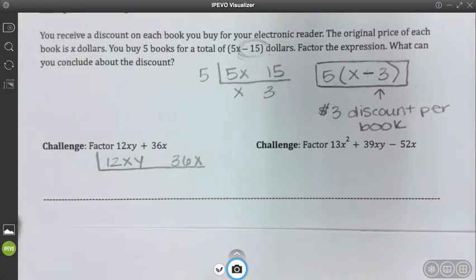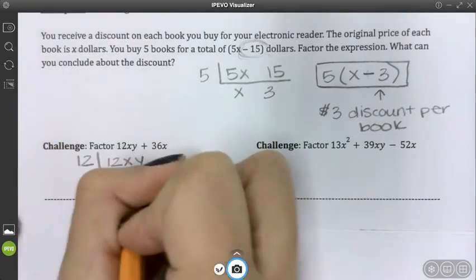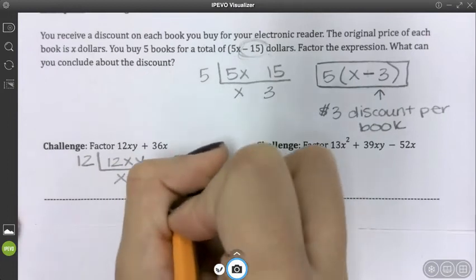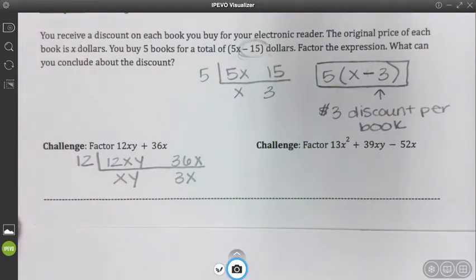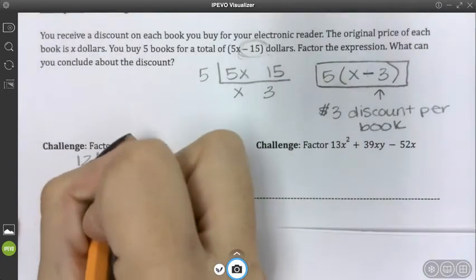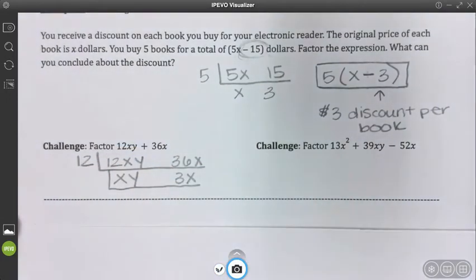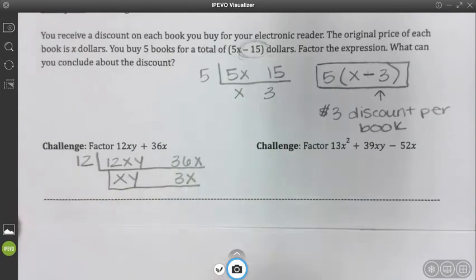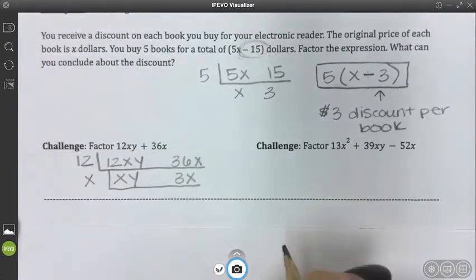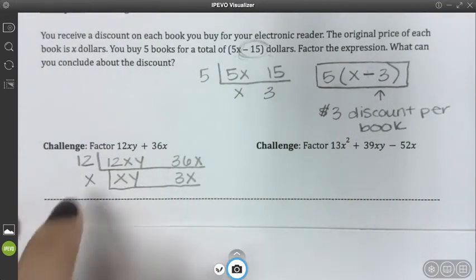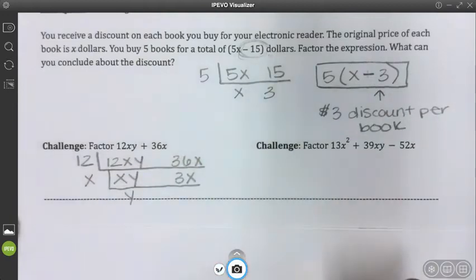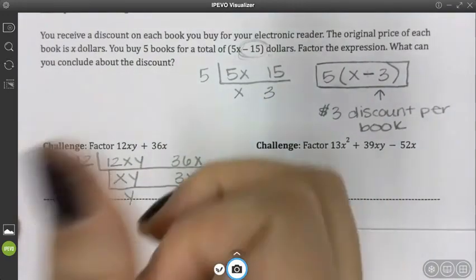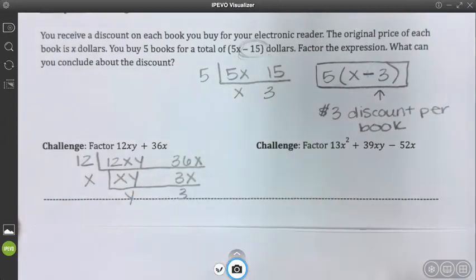Okay, well, I know that the number 12 goes into both of these. So I'm going to take out 12. That leaves me with xy and 3x. These have a common factor still. Remember, factors are numbers that are being multiplied to make a product. And variables represent numbers. So I see that this has an x factor and this has an x factor. So you can actually take out an x. So xy divided by x leaves me with just y, and 3x divided by x leaves me with just 3.